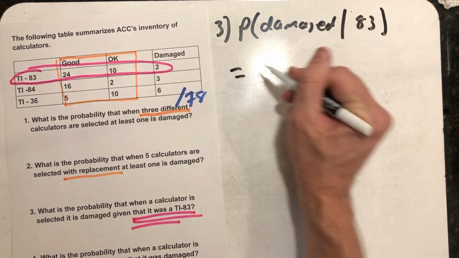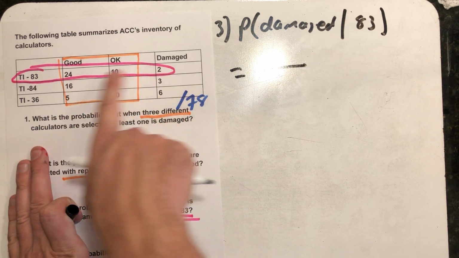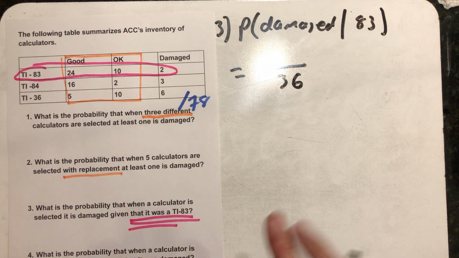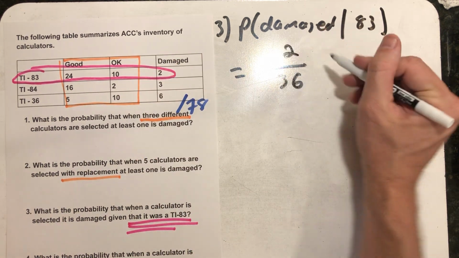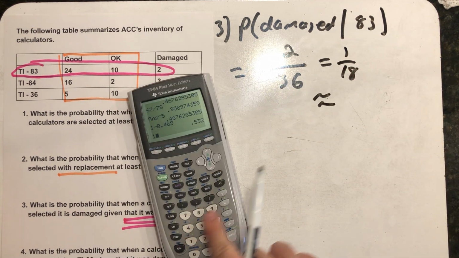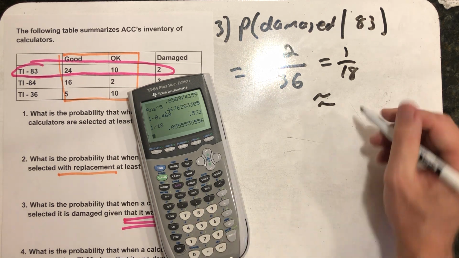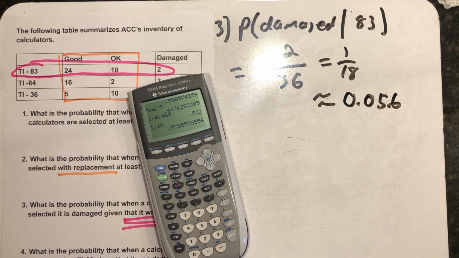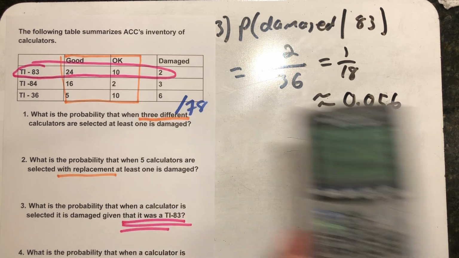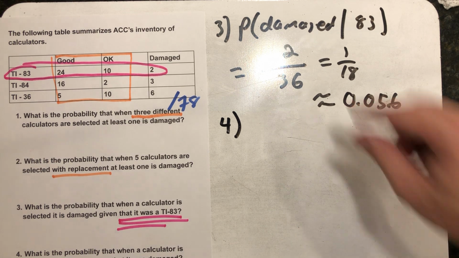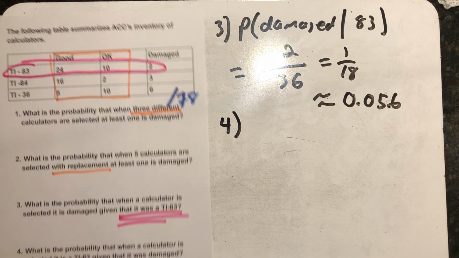It is guaranteed. So the calculator I'm selecting is among these 24, 34, 36 calculators. And how many of those are damaged? Only 2 of them. Well, that's a 1 in 18 probability, or about 0.056. Actually a 5 repeating, but rounding to 3 decimal places, 0.056. Well, with these conditional probabilities, that's the big deal. We read the problem and the thing after the word given is guaranteed to occur.